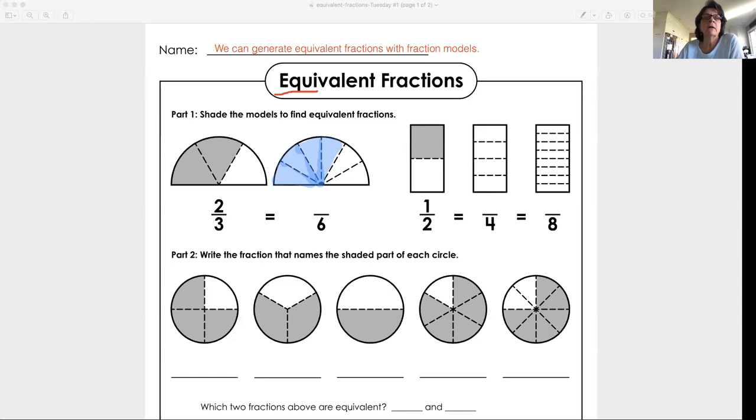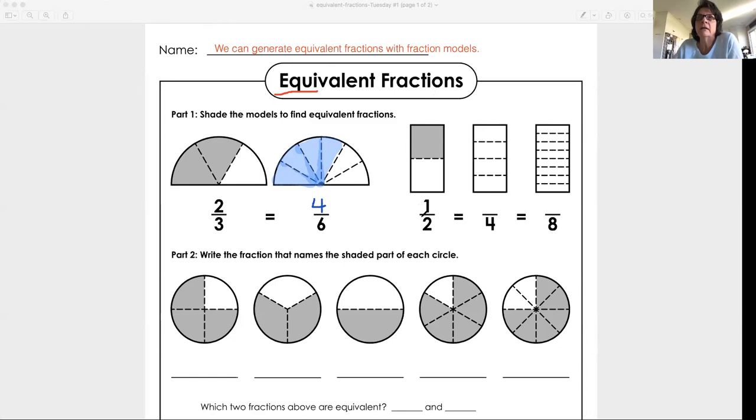And now I'm going to come over here and write 2/3 is equal to, well, how many sixths is that? Remember, we count 1/6, 2/6, 3/6, 4/6. 2/3 is equal to 4/6. Okay, very good. Let's go on to the next one.